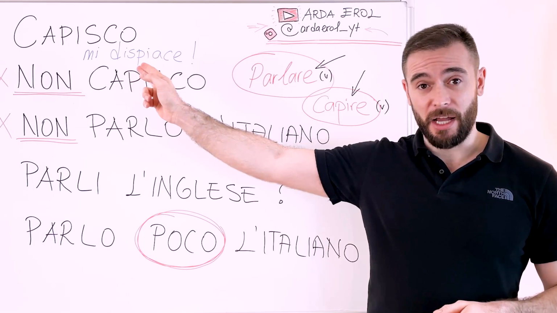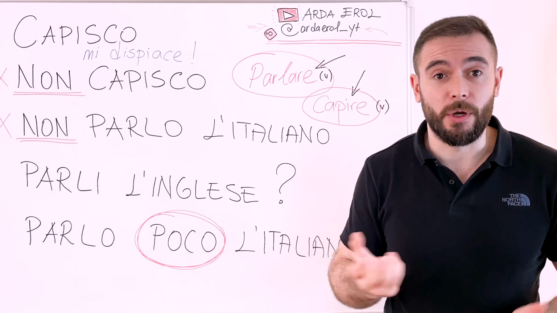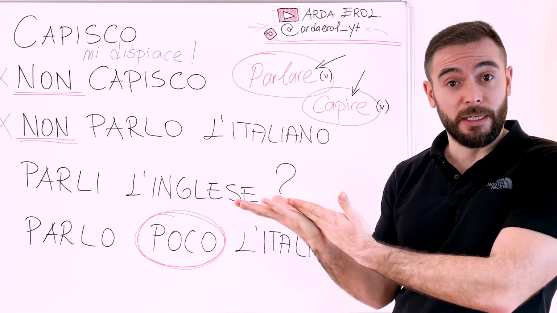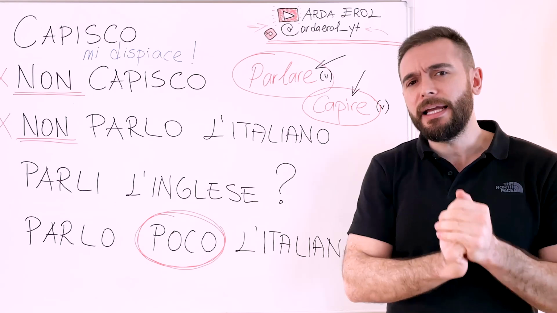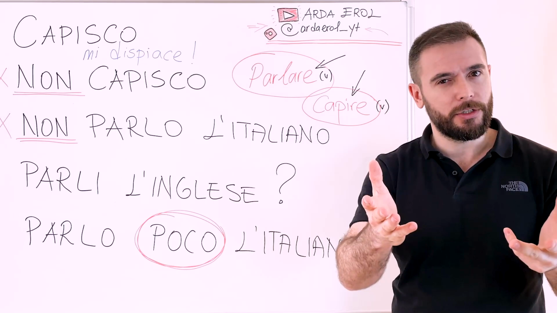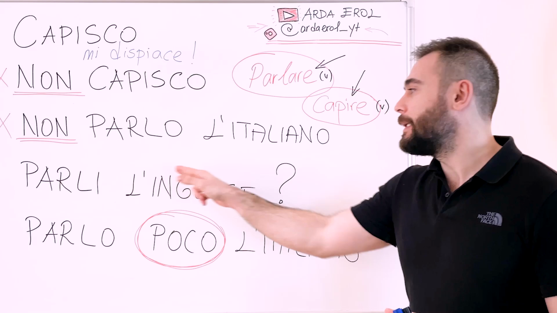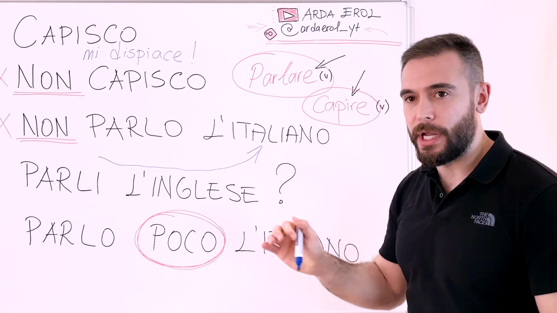You say that you don't speak Italian, that you don't understand, so what are you going to do? We have to have a conversation here, so you're going to ask if they speak English, right? So you say, parli l'inglese? Do you speak English? Be careful about how I am using the intonation. Parli l'inglese? It goes higher towards the end of the phrase.